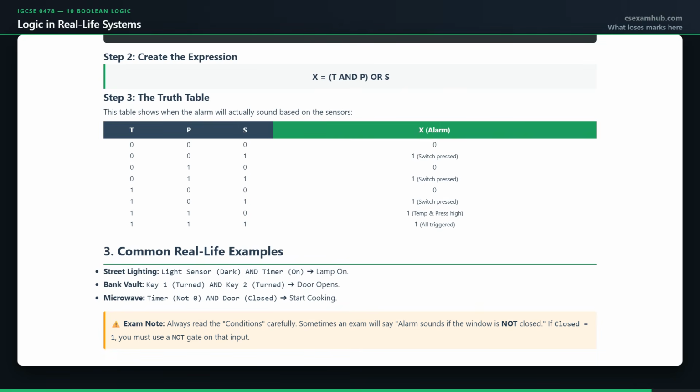Third, keep your brackets. Bracket T and P bracket, or S, and T and bracket P or S bracket, are different circuits producing different tables, and dropping the brackets can turn a correct piece of reasoning into a wrong answer. If you are ever unsure, build the table for both and see which one matches the scenario as described.